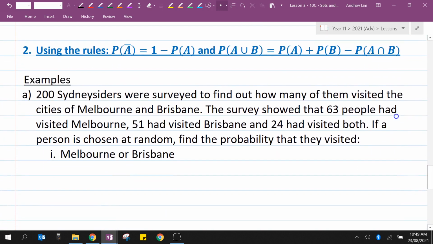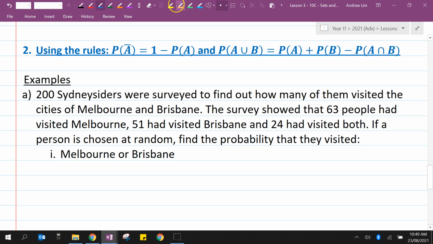Okay, let's have a look at part 2 of this lesson. Using the rules, the probability of not A is equal to 1 minus the probability of A. I've sort of referred to this previously. And the probability that A or B is equal to the probability of A plus the probability of B minus the probability of A and B.